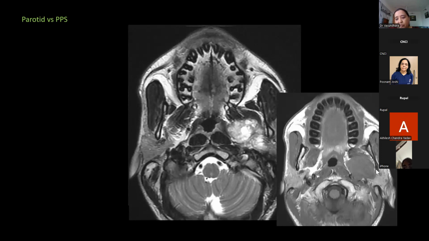And obviously the tumor from the deep lobe of the parotid also causes widening of this space, which is the stylomandibular tunnel. So we should always look at the styloid process and the widening of this tunnel to confirm it is a lesion from the deep lobe of the parotid.